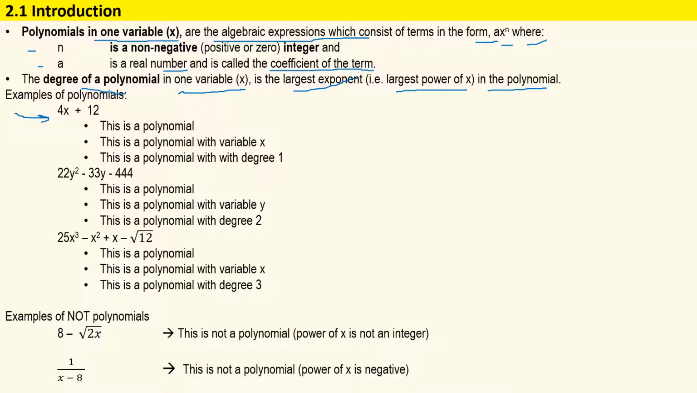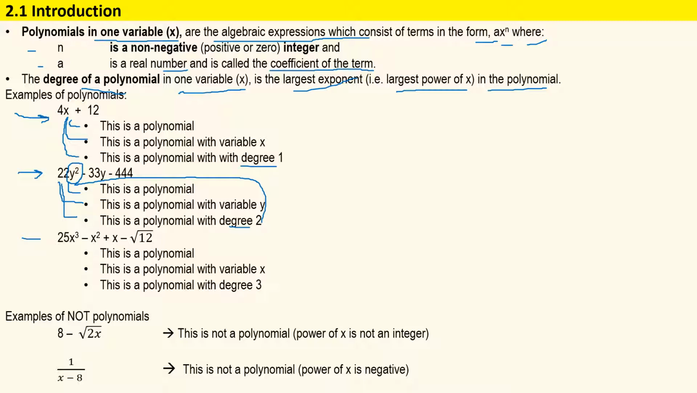4x plus 12. This is a polynomial with variable x, and this is a polynomial with the degree 1 because the highest power of x is 1. Another example, 22y square minus 33y minus 444. This is a polynomial with variable y, and this is a polynomial with degree 2 because the highest power or the biggest power of variable y in this whole expression is 2.